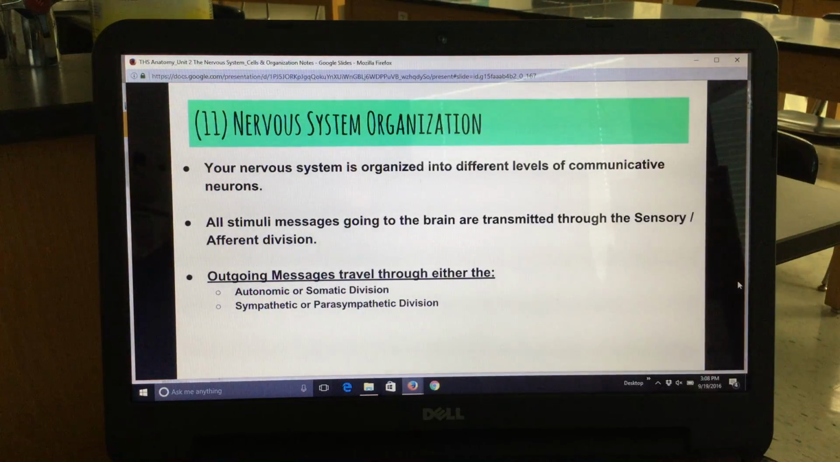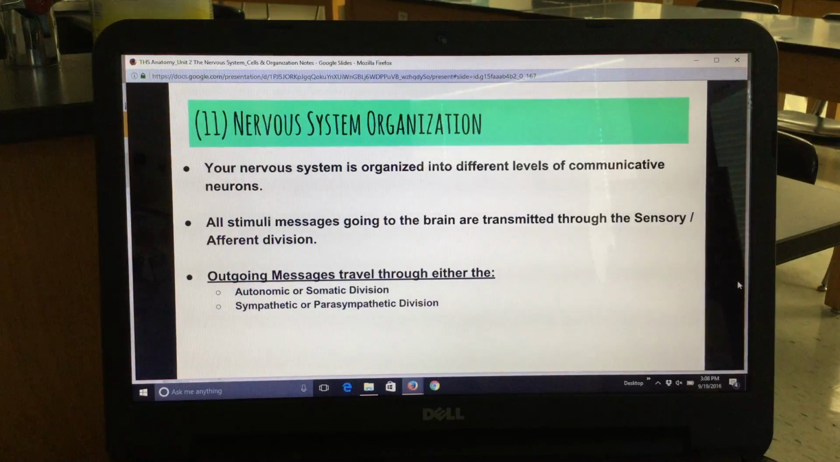However, it is unfortunately or fortunately, however you would like to look at it, not quite that simple. Your nervous system is a very complex organ system that's organized into different levels that allows our nervous system to communicate to different types of neurons and to different parts of the body.